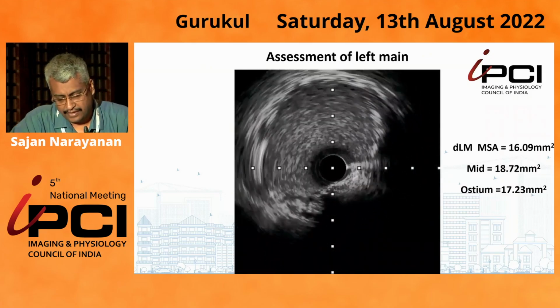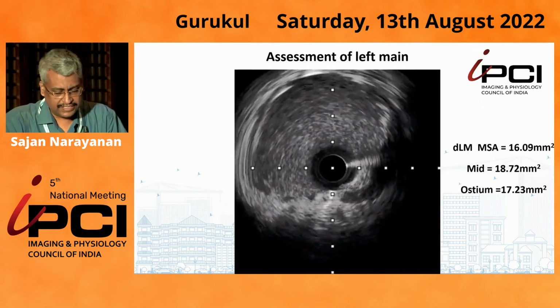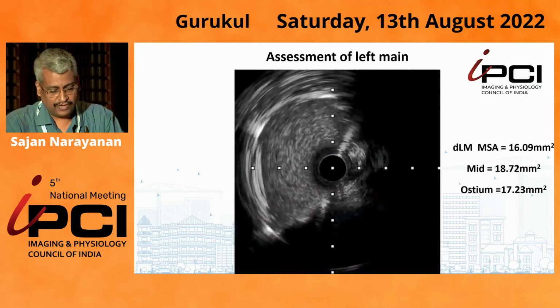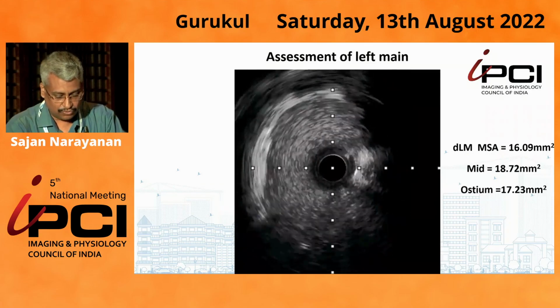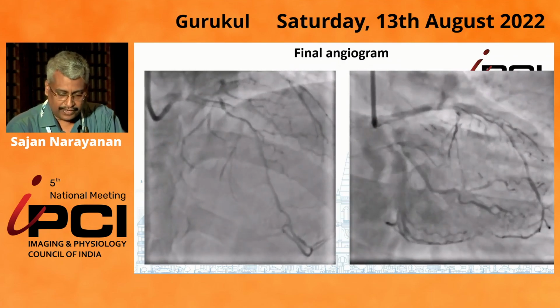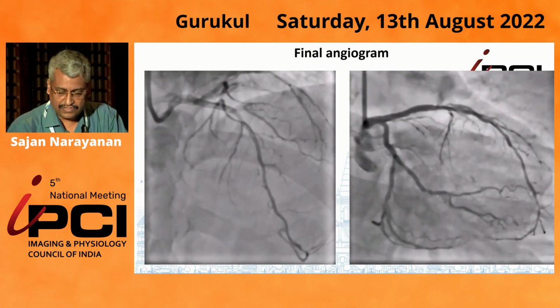And there was no edge dissection or malapposition or underexpansion. It was stented from the ostium of the left main all the way into the middle LAD. So that's the angiographic result. There was TIMI 3 flow in both the LAD and circumflex.